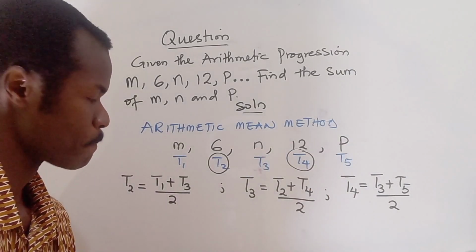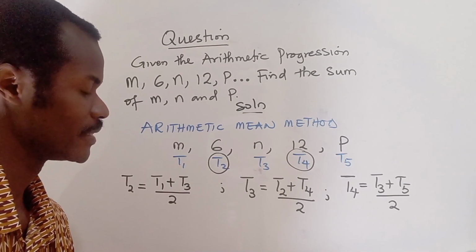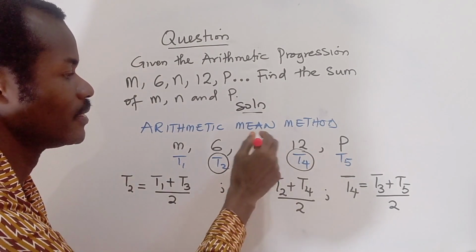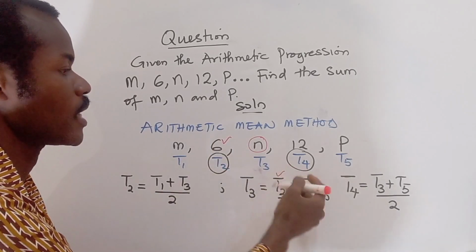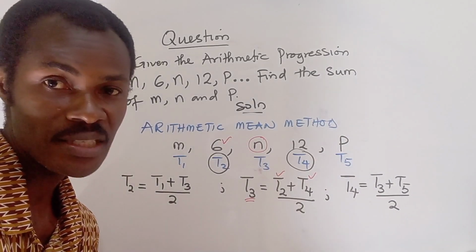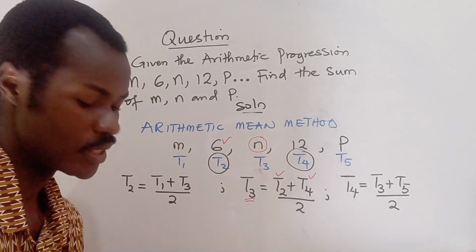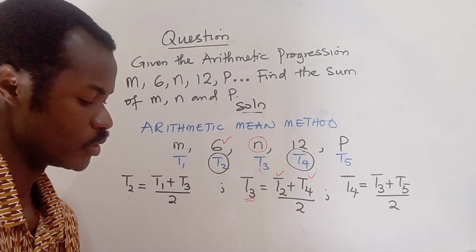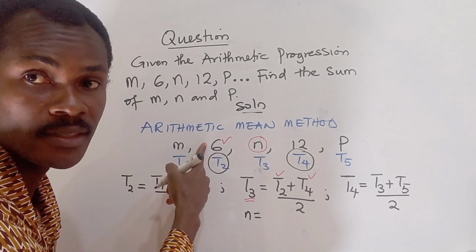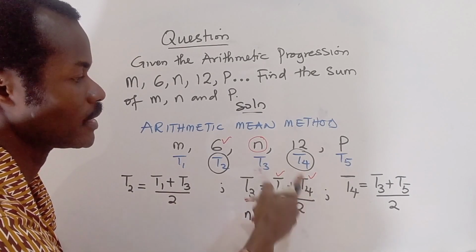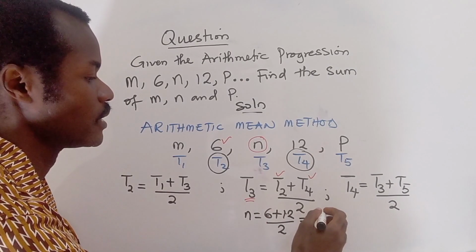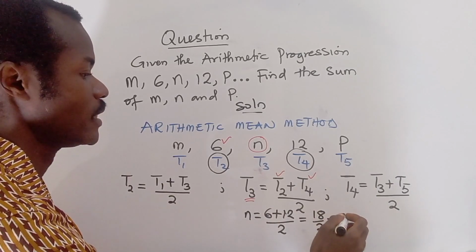Now, all we need to do is substitute into these equations to find our n and p. But for us to be able to substitute and get them, I can recognize something. For the equation where t3 is n, we are given t2 and we are given t4, so it is easier to get our t3, which is n. So we are going to start with the middle one and get the value of n. So t3, which is n, is going to be t2, our second term, which is 6, plus our fourth term, which is 12, all divided by 2. So we have 6 plus 12 is 18, divided by 2. So our n is actually 9.